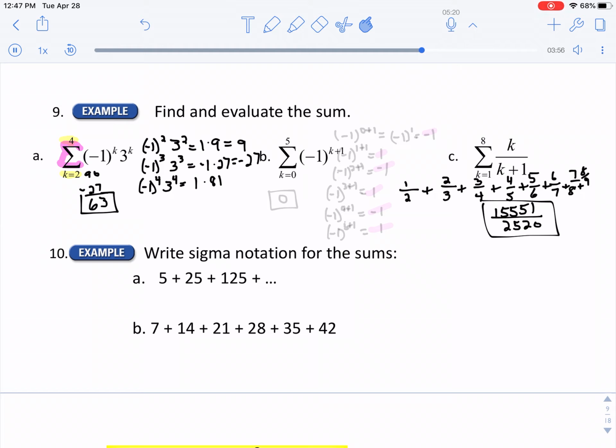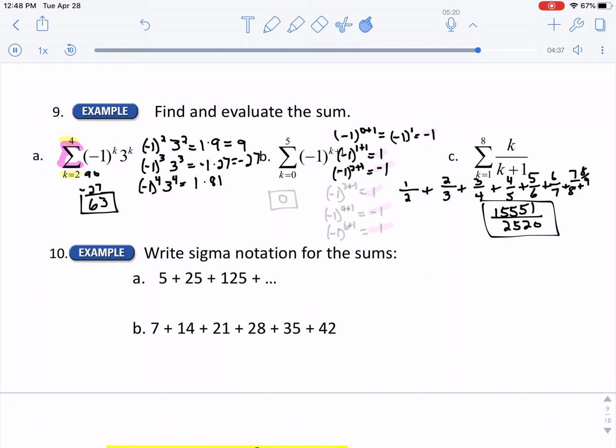All right, let's go back to B. For B, we've got negative 1 to the 0 plus 1 power, which is negative 1 to the 1st power, which is negative 1. That's our k equals 0. Then k equals 1, we get a negative 1 to the 1 plus 1 power, which is negative 1 to the 2nd power, which is 1. And then for k equals 2, we get a negative 1 to the 2 plus 1 power, which is negative 1 to the 3rd power, which is negative 1.